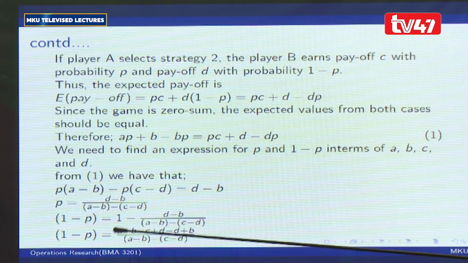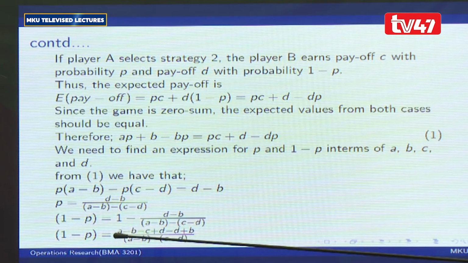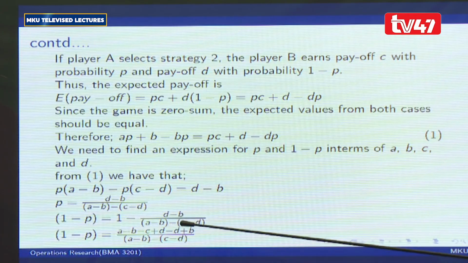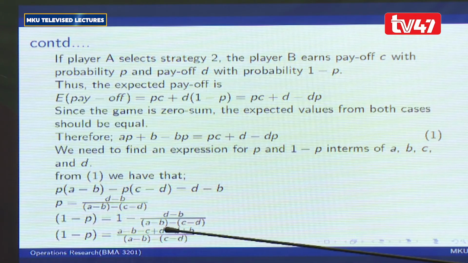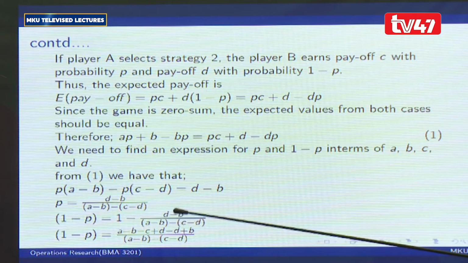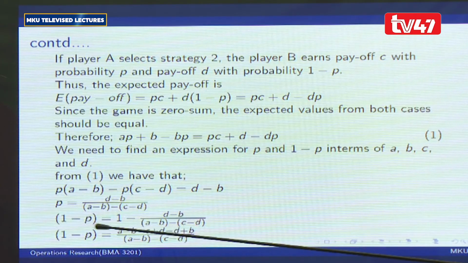You can put 1 over 1, then get the LCM, which is A minus B. You can see here, while opening the bracket, this is negative C minus D. It's up to here. Then minus will make this B plus, so that we have 1 minus P is this.